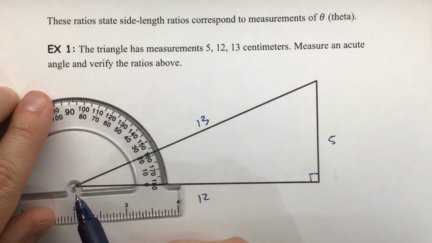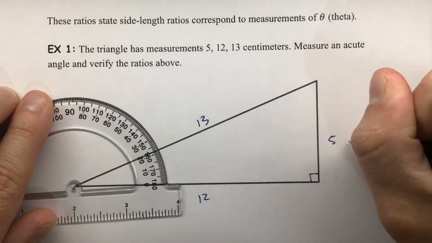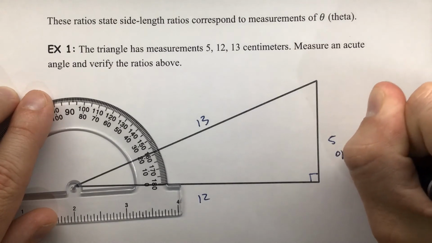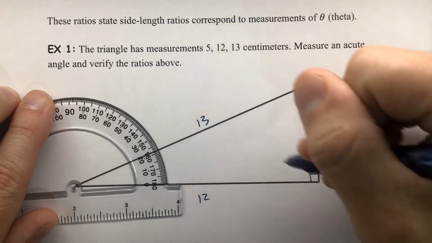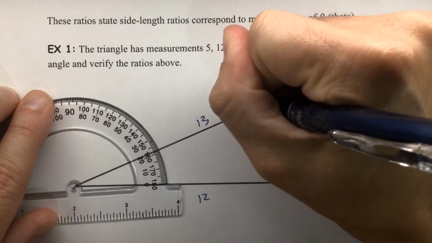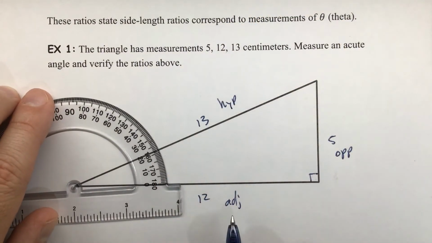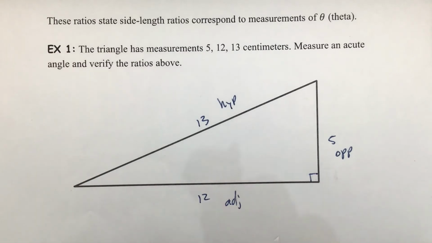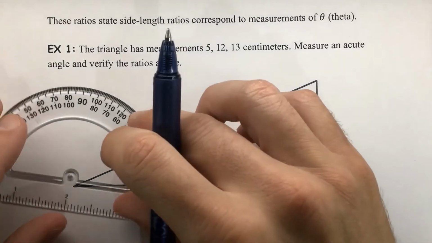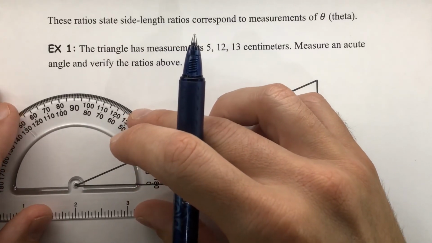And if I choose that to be theta, that means that this side over here is the opposite. Of course, across from the right angle is your hypotenuse, and this will also be your adjacent side here. Measuring our angle. All right, let's put the protractor on here.